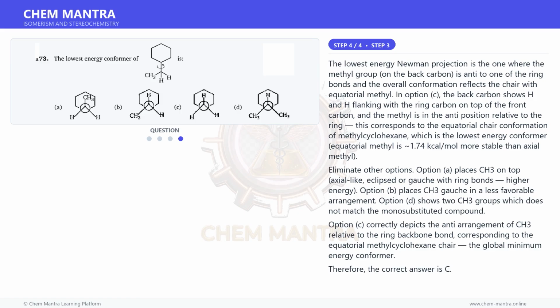Eliminate other options. Option A places CH3 on top, axial-like, eclipsed or gauche with ring bonds, higher energy. Option B places CH3 gauche in a less favorable arrangement. Option D shows two CH3 groups which does not match the monosubstituted compound. Option C correctly depicts the anti arrangement of CH3 relative to the ring backbone bond, corresponding to the equatorial methylcyclohexane chair, the global minimum energy conformer.